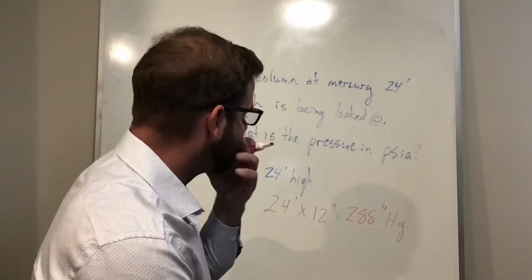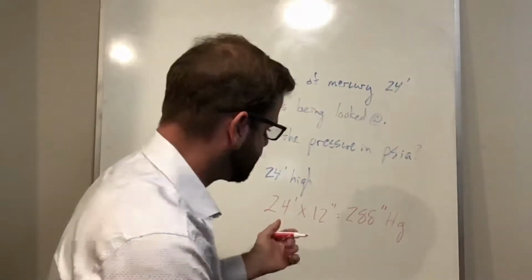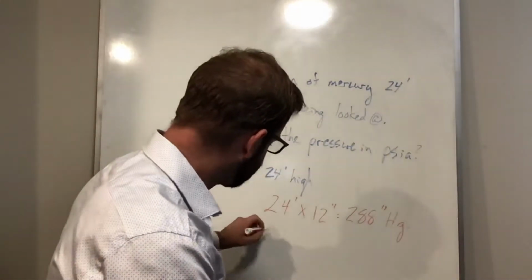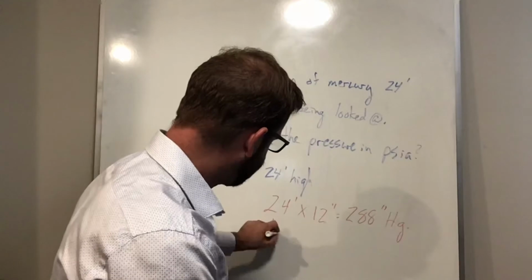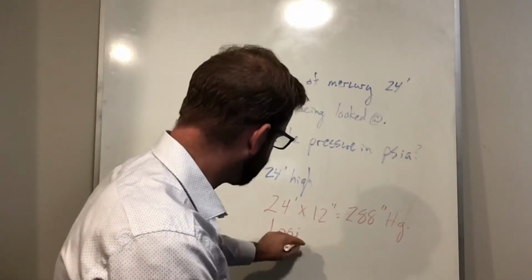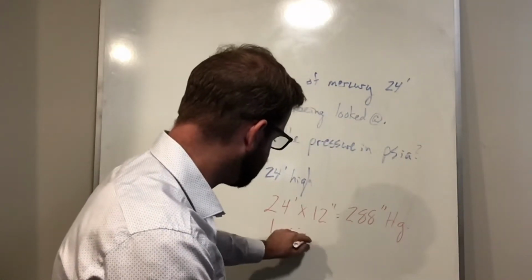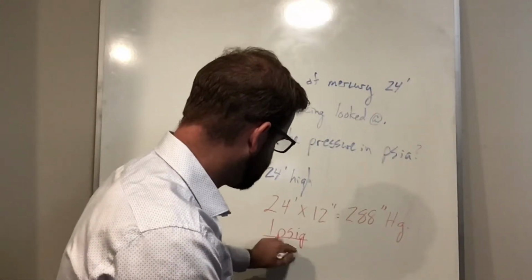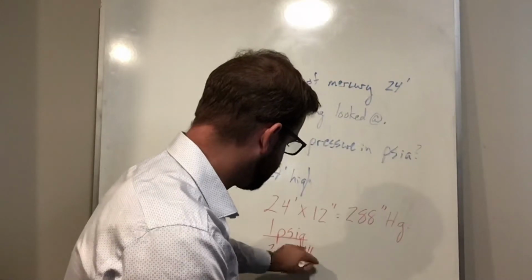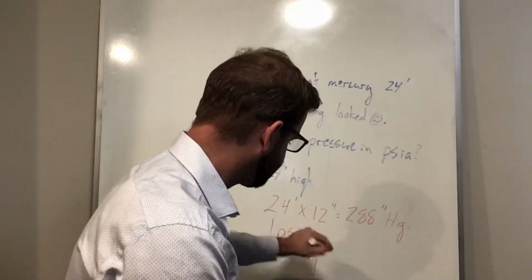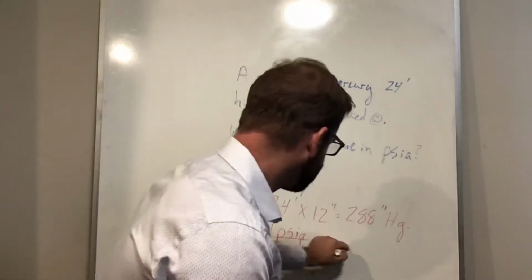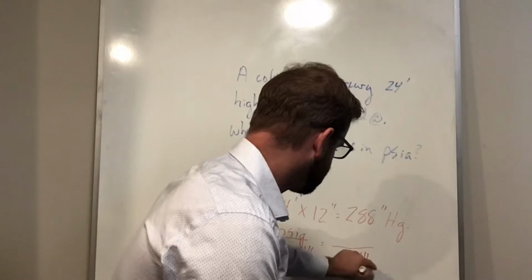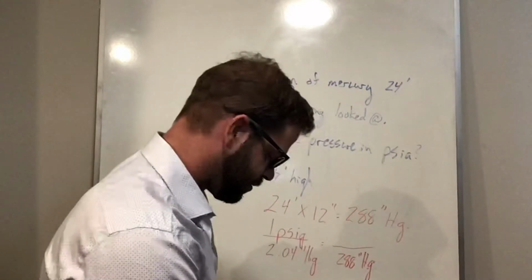And now we want to figure out what that measurement is in PSI. So the formula that I had shown you is, when we do this conversion, remember that it's technically in PSIG. So we have 1 PSI over 2.04 inches of mercury, and that's equal to 288 inches of mercury over an unknown PSI.